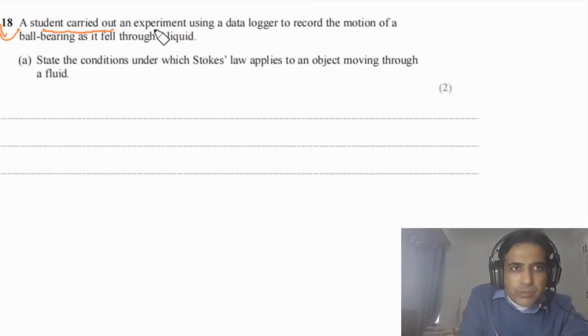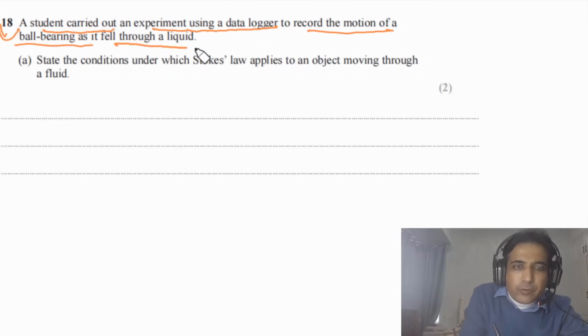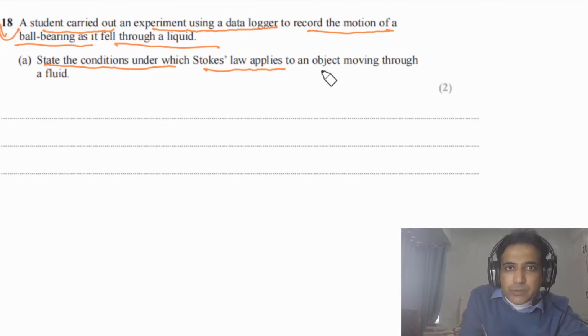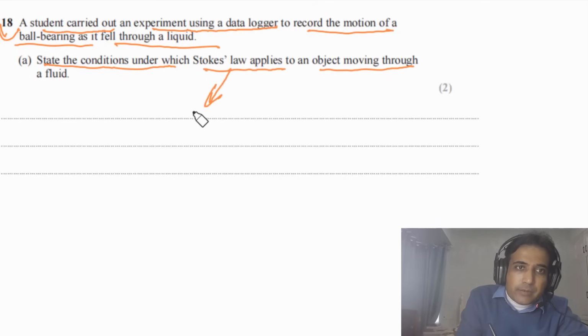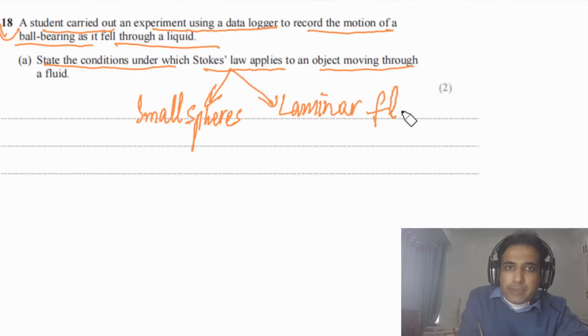Question 18 says a student carried out an experiment using a data logger to record the motion of a ball bearing as it falls through a liquid. For part A, state the conditions under which Stokes' law applies to an object moving through a fluid. Stokes' law we can apply when objects are spherical in shape, so we can say for small spheres, and we can apply when the flow is laminar flow, meaning the speed is slow, laminar flow and low speed. So this is when we can apply Stokes' law.